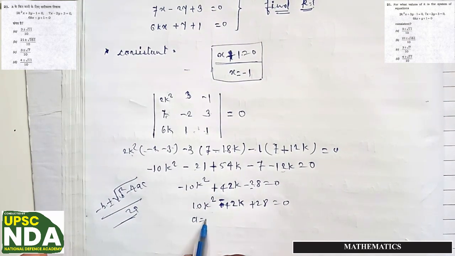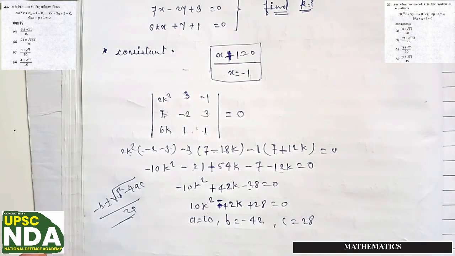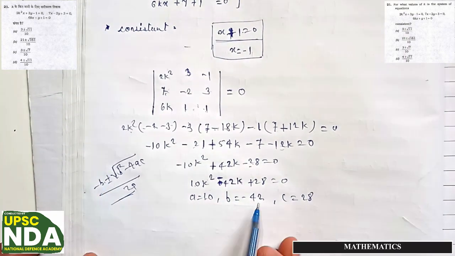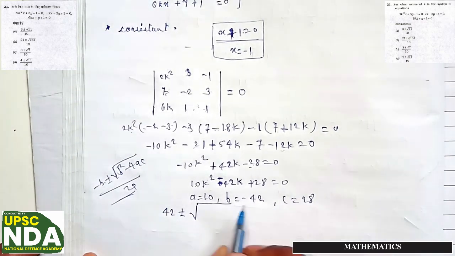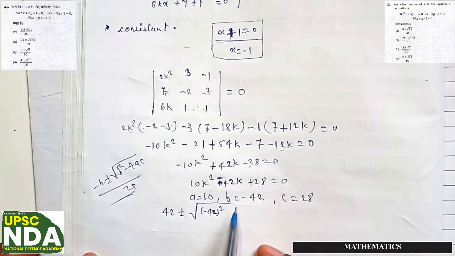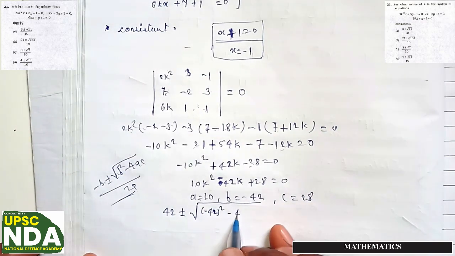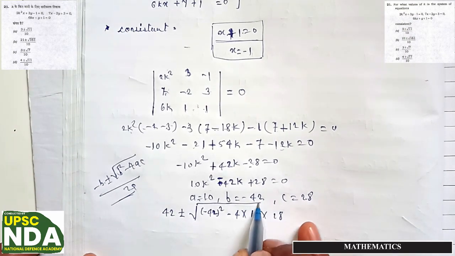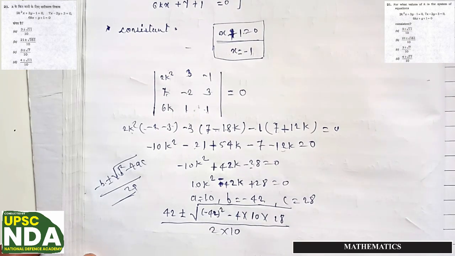So what is the value of a? 10. What is the value of b? Negative 42. What is the value of c? 28. Put all these values in the quadratic formula. What will we get? The negative of negative b, so positive 42, plus minus the square root of b square, that means negative 42 square, minus 4 times a into c. So 4 multiplied by a, which is 10, multiplied by c, which is 28, upon 2 times a, 2 times 10.